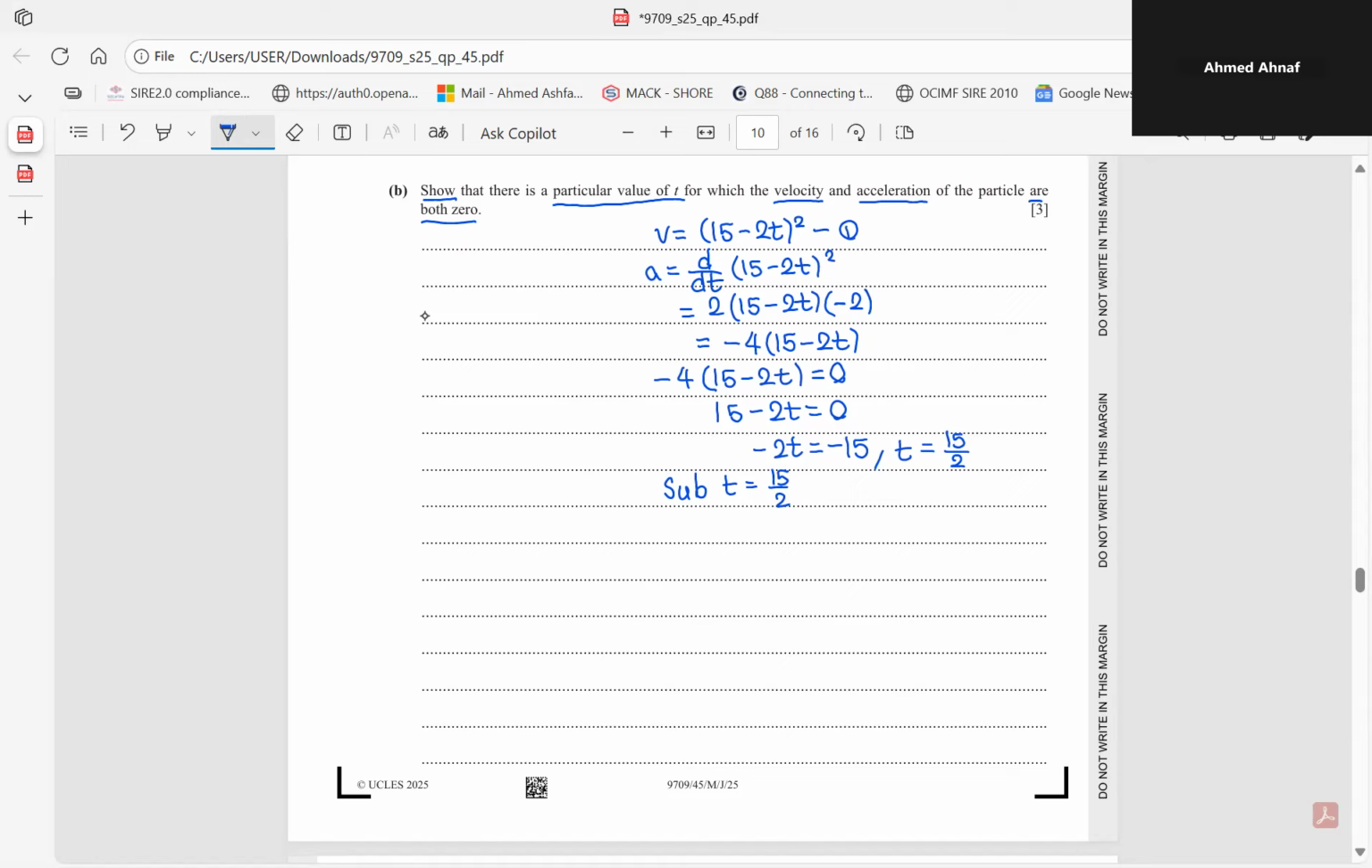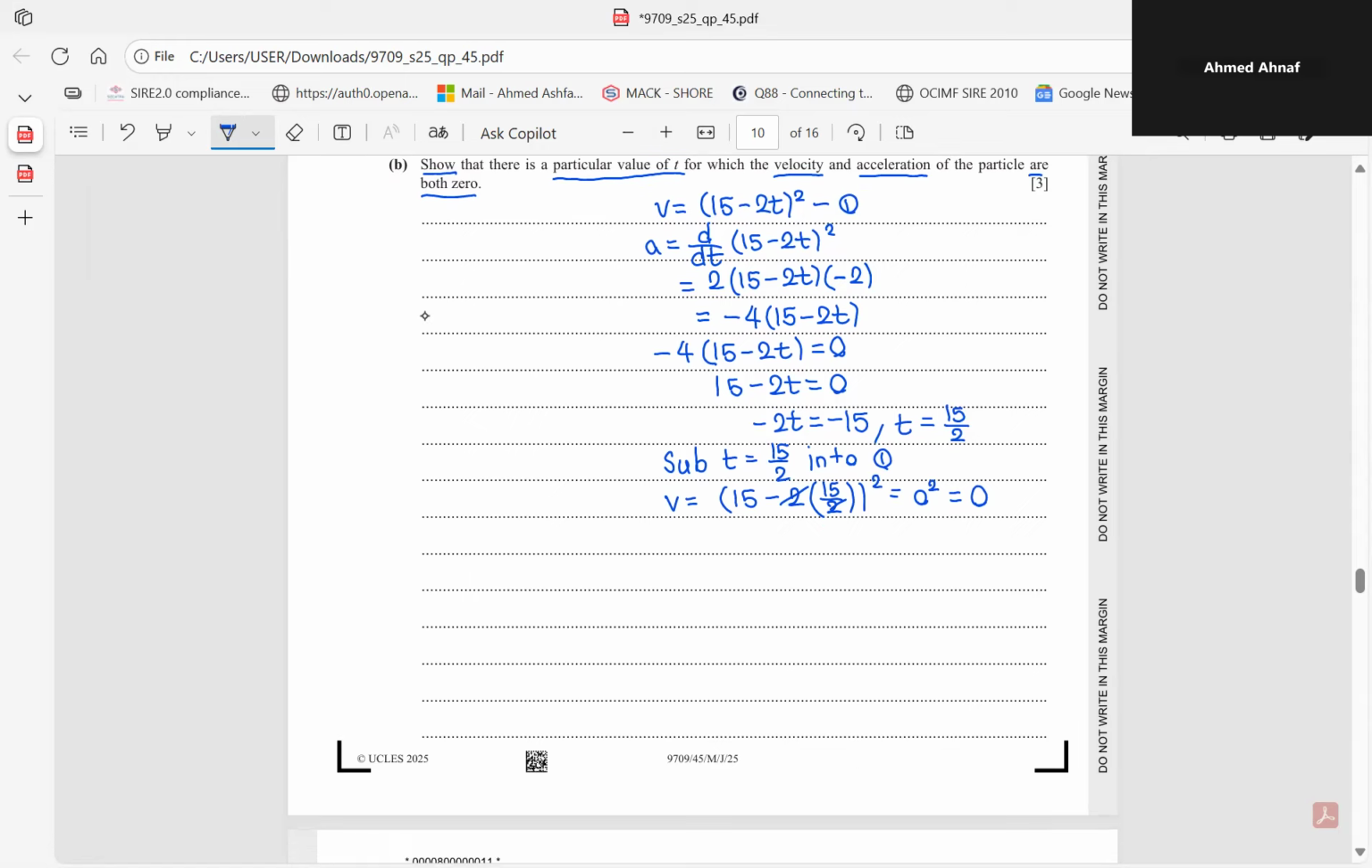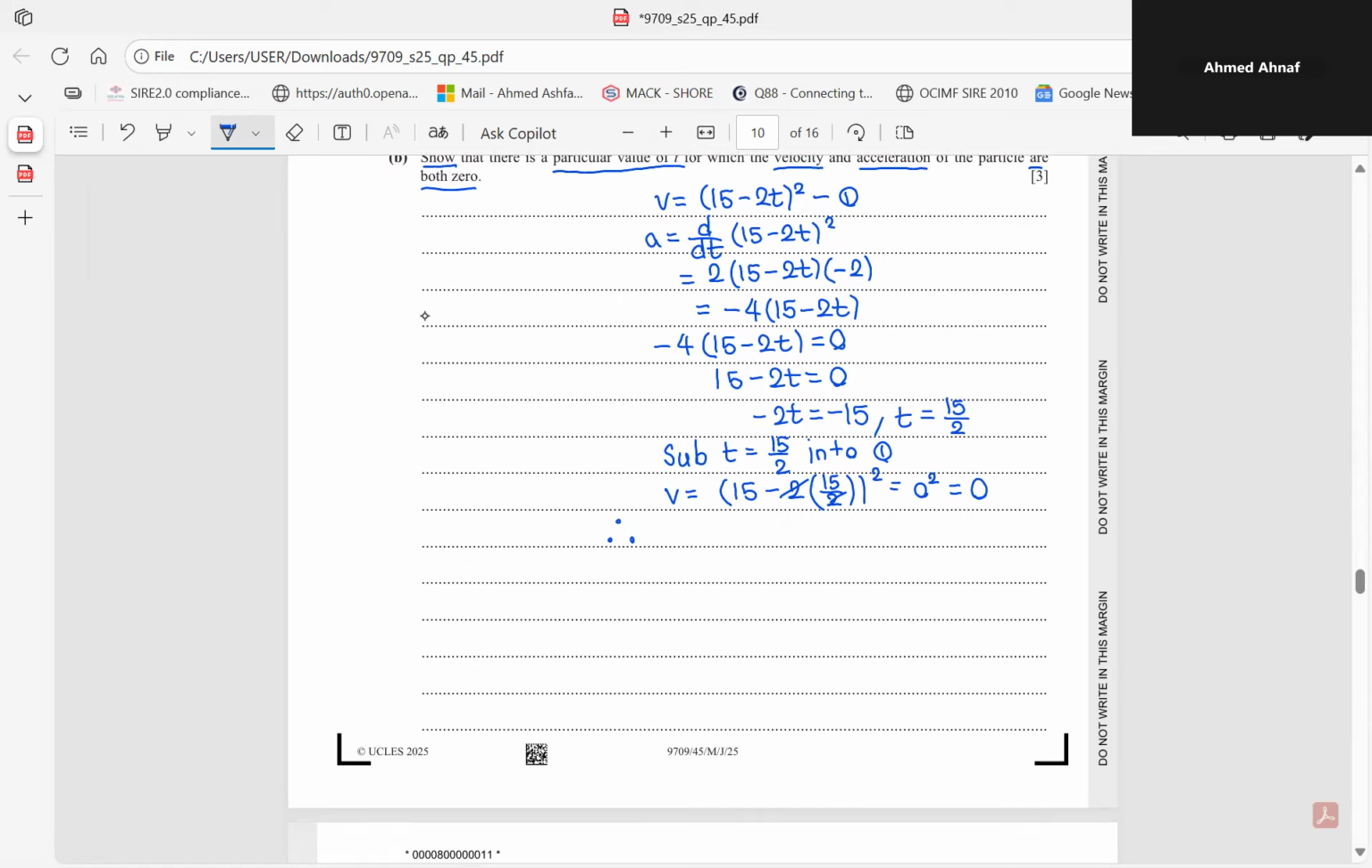Okay, we'll let this be equation 1. So v would just be equal to (15 minus 2 times 15 over 2) squared. So the 2's cancel out, so just (15 minus 15) squared, that's just 0 squared, which eventually gives us 0. Okay, and hence, we can say that for t equals 15 over 2 seconds, both v and a are 0. Shown.